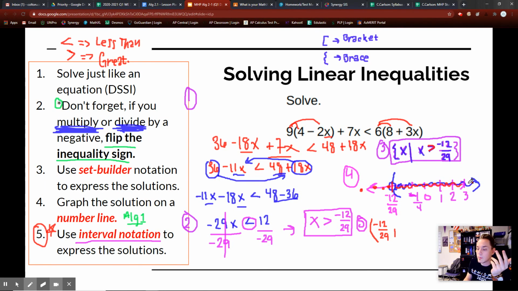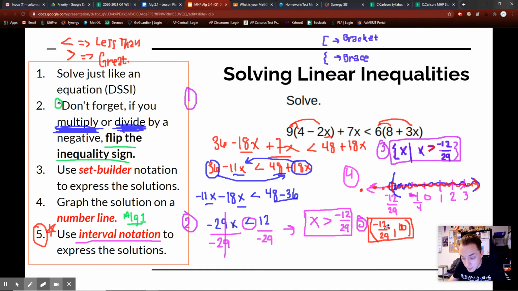Does it ever stop? No, Mr. Carlson, it never stops. Probably infinity, but it will keep going on forever. You're exactly right. It will go all the way to positive infinity. And I'm going to put another parenthesis here. This is my interval notation: -12 all over 29, comma, positive infinity.